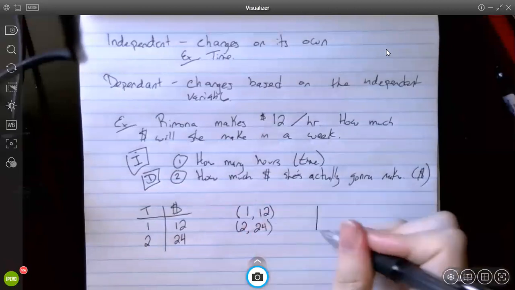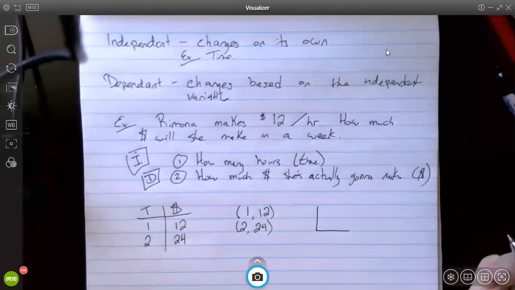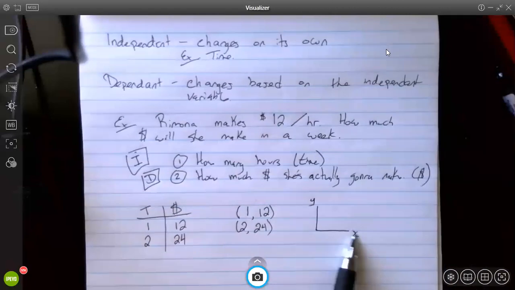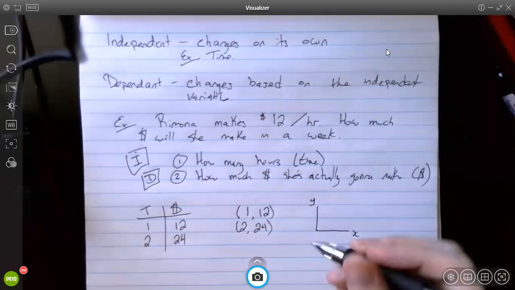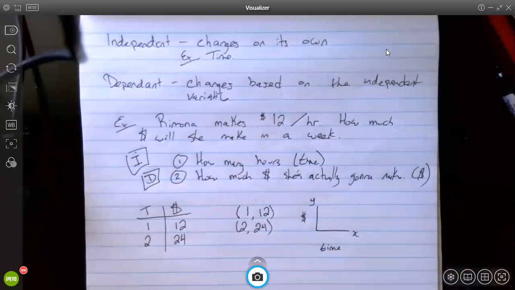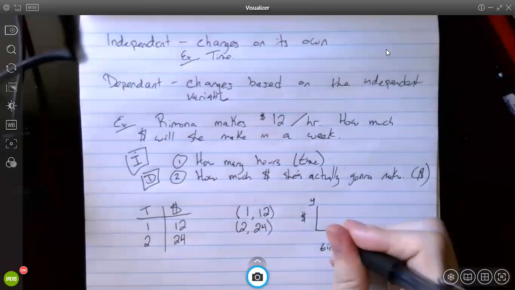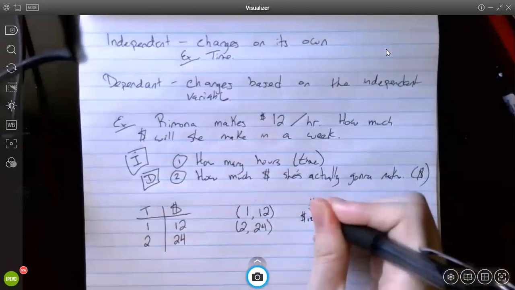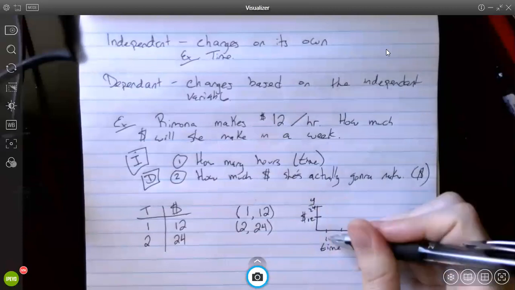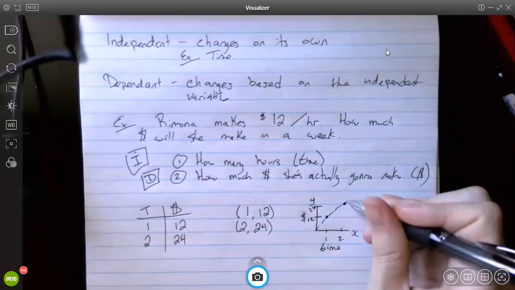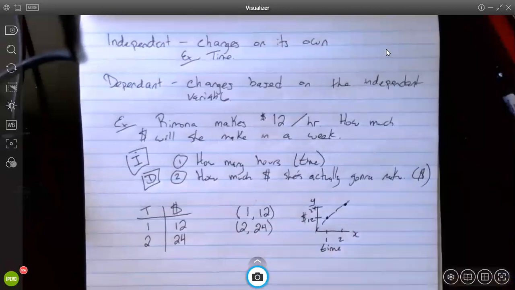Or I could, of course, write it as a graph. Our independent variable always has to go on our x-axis, so we'd have to have time across the x and money on the y. And then I might say after 1 hour, she'd have $12. After 2 hours, she'd have 24, etc. Okay, so those are the three most common ways of representing relations.